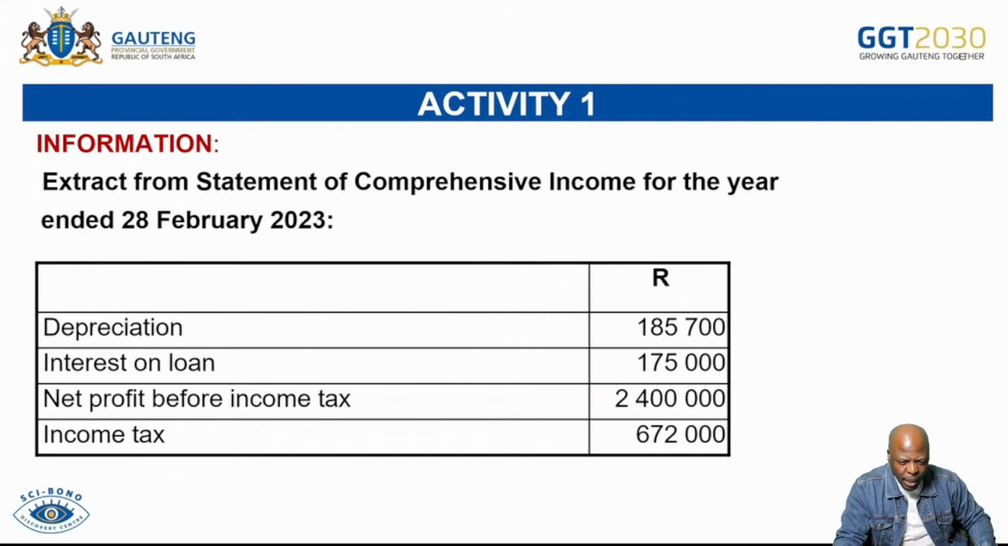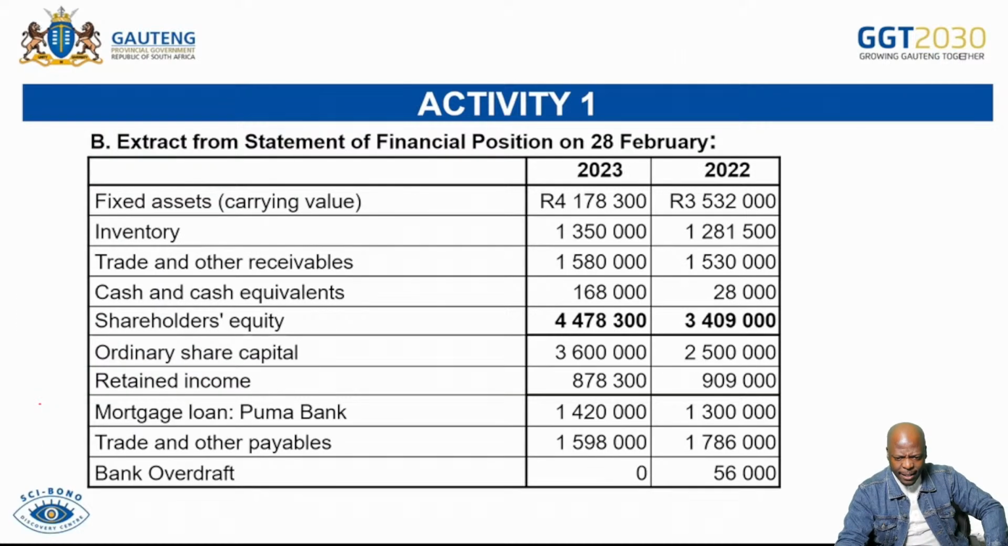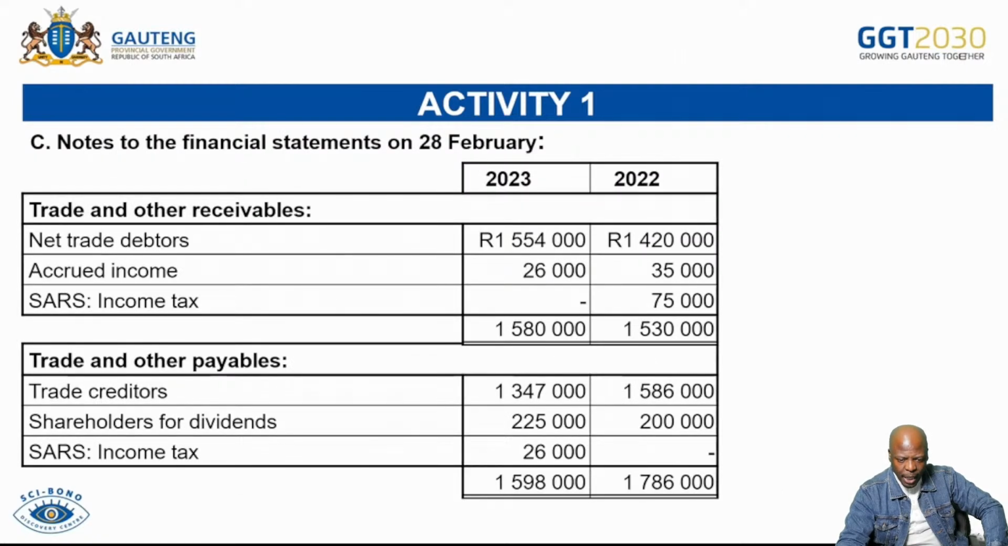Let's do so. Here is the information extracted from the statement of comprehensive income. Remember, I told you that we're going to have information from the statement of comprehensive income. We're going to have information from the statement of financial position. And we use this information to create our cash flow statement. You remember that? So the first piece is coming from our statement of comprehensive income. And then here's an extract from the statement of financial position. And here are some notes. Remember, these are still notes to the statement of financial position.